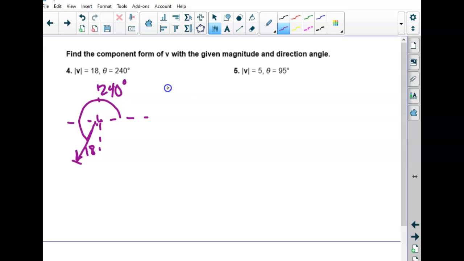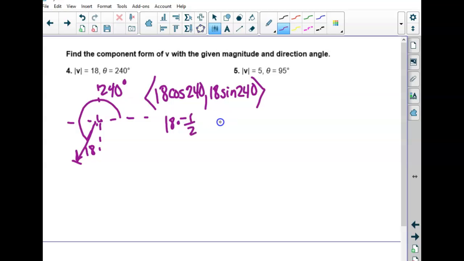All you got to do to find the components is, remember from yesterday? 18 cosine of 240 and 18 sine of 240. Is 240 a number on our unit circle? It is, isn't it? So you could type this and get decimals. They will sometimes offer exact answers in different places. What is the cosine of 240? It's -1/2? And the sine is negative square root of 3 over 2.